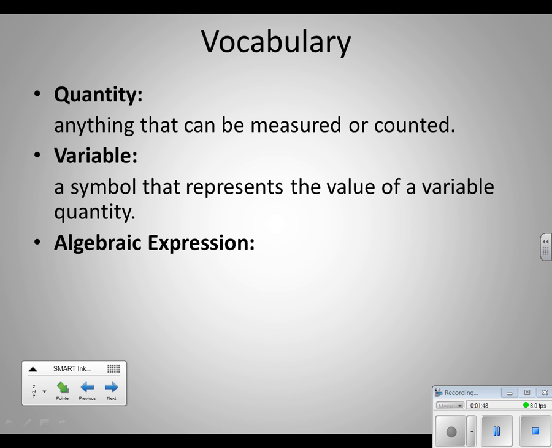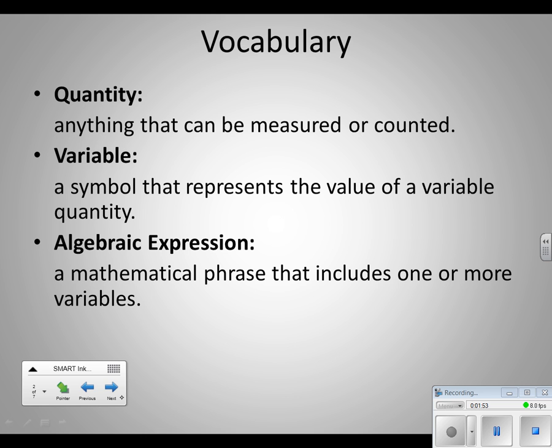Today we're going to work with algebraic expressions, and it's an expression because it's a math phrase without an equal sign, and it includes variables because it's an algebraic expression. Algebra, we have symbols, so it's a mathematical phrase that includes one or more variables. So it's a phrase, it doesn't have an equal sign. You could see any operation, you could see addition, subtraction, multiplication, division, you might see parentheses, square roots, exponents, but you won't see an equal sign.